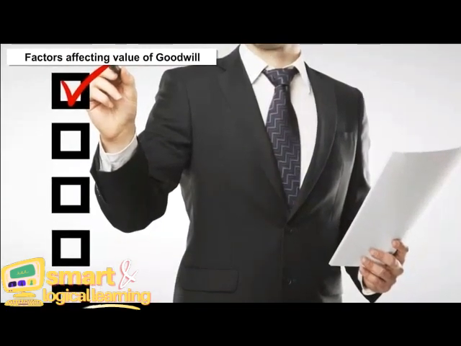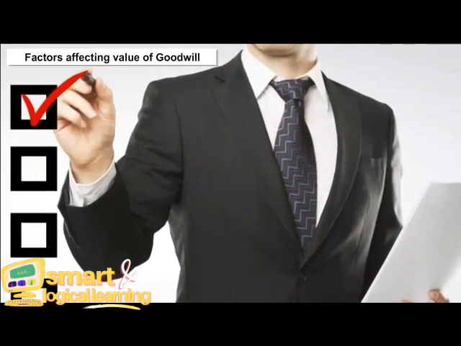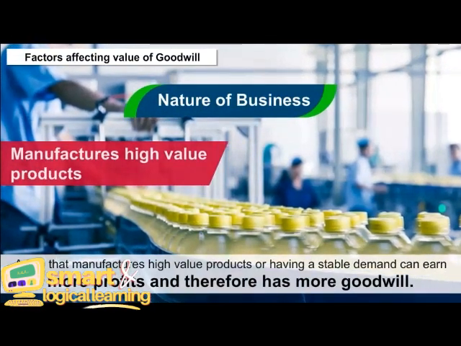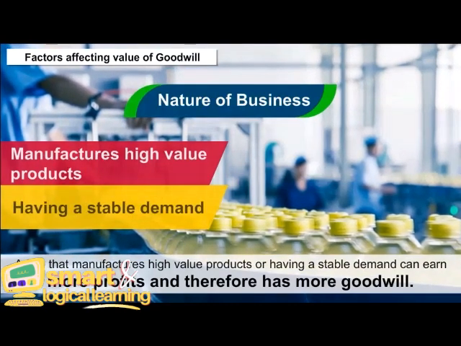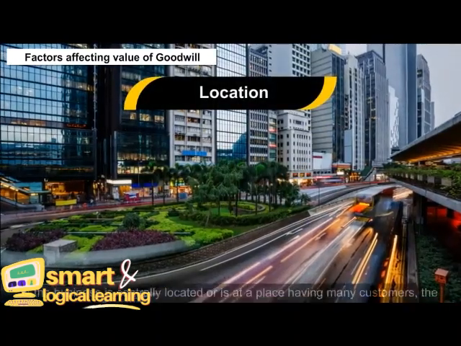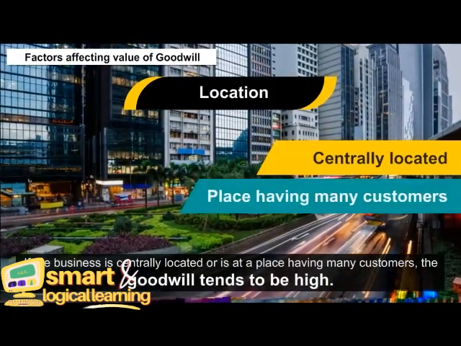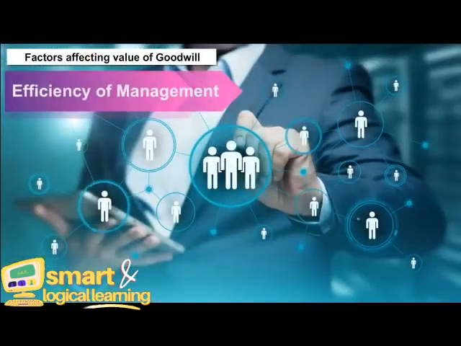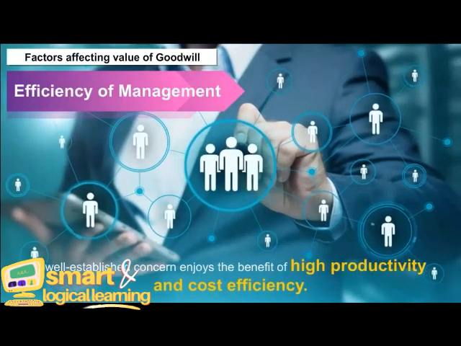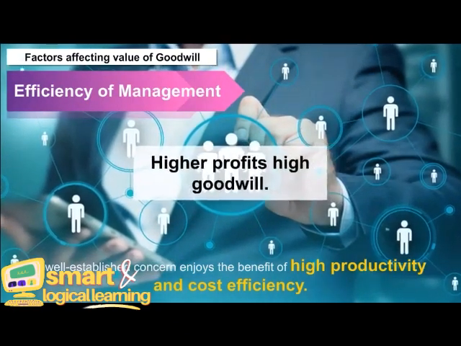Factors affecting value of goodwill. The main factors that affect goodwill are as follows. Nature of business. A firm that manufactures high-value products or has a stable demand can earn more profits and therefore has more goodwill. Location. If the business is centrally located or is at a place having many customers, the goodwill tends to be high. Efficiency in management. A well-established concern enjoys the benefit of high productivity and cost efficiency. This leads to higher profits, high goodwill.